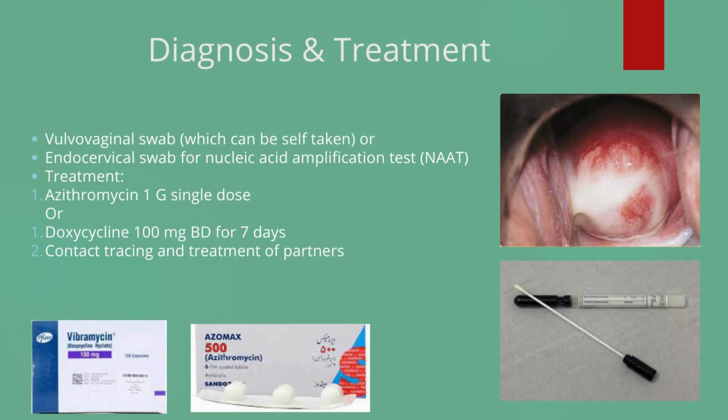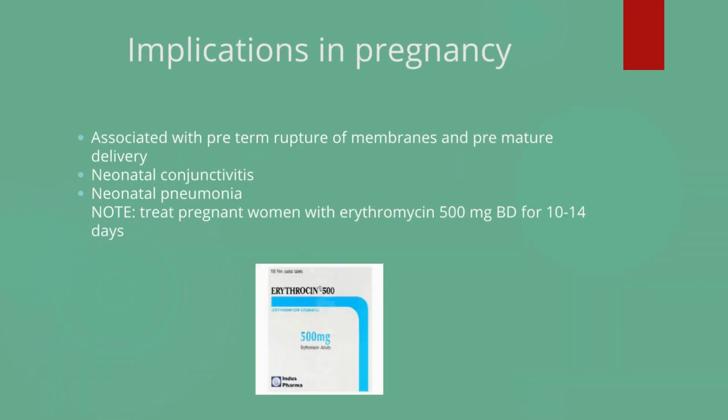How do you diagnose it? Vulvovaginal swab, which can be self-taken or taken by the healthcare team. Endocervical swab for nucleic acid amplification test or NAAT. The treatment is azithromycin 1 gram single dose or doxycycline 100 milligram BD for 7 days. Contact tracing and treatment for partners is very important.